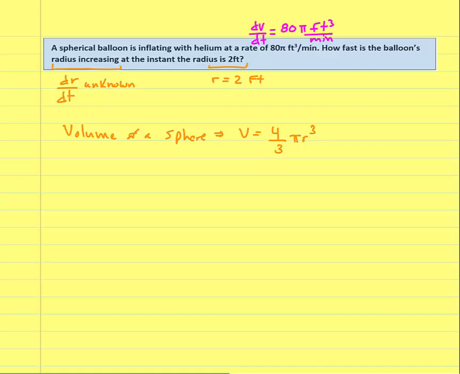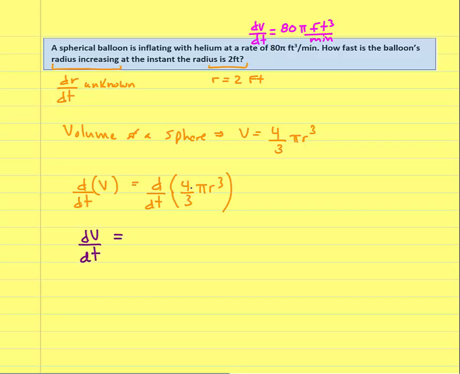Next step, we would go ahead and take the derivative of both sides with respect to time. Okay, so we want to know how this is changing with respect to time. So this would look like d/dt of V on both sides. So d/dt of 4/3 pi r cubed on the right side. Okay, so now as we take those derivatives, on the left hand side I have just straight dV/dt.